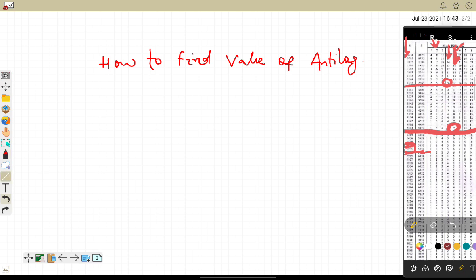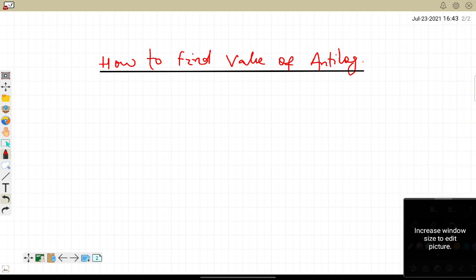Any number is given in this way, and we can again use the concept of the antilog table, but for each and every question there is no need to write or use the antilog table if you are able to remember 3 or 4 values of log. So using only 3 or 4 values you can find any antilog value. So I will show you how we can apply the concept for the antilog.